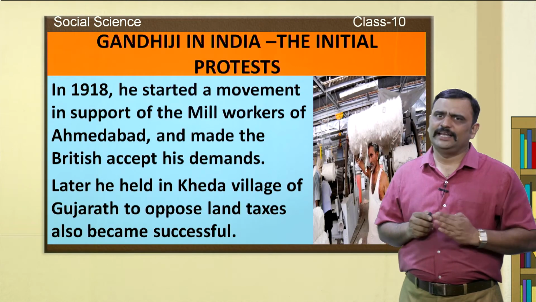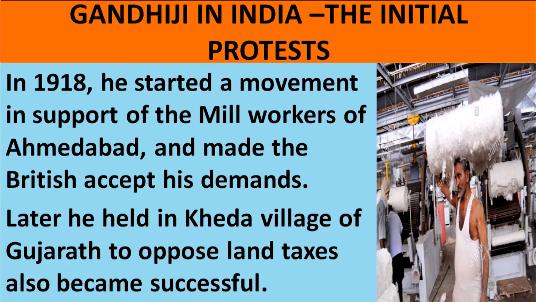Gandhiji in India, the initial protests. In 1918, he started a movement to support the mill workers of Ahmedabad and made the British accept his demands. Later, he held another movement in the Kheda village of Gujarat to oppose the land taxes, and he was successful in this particular protest also.